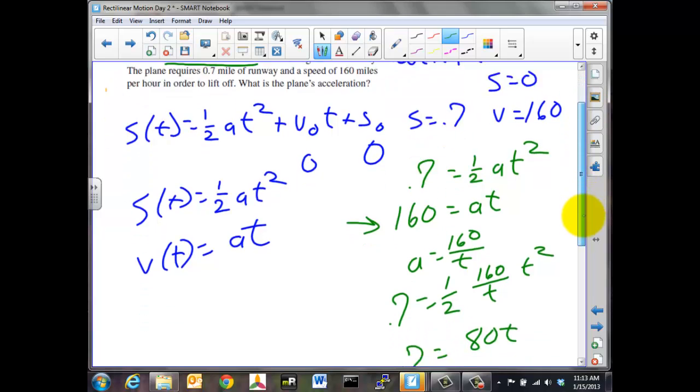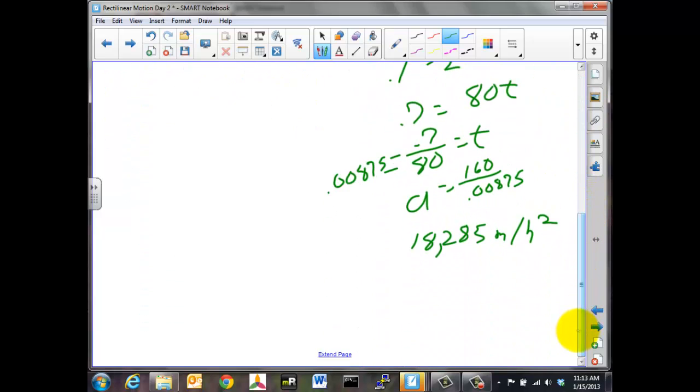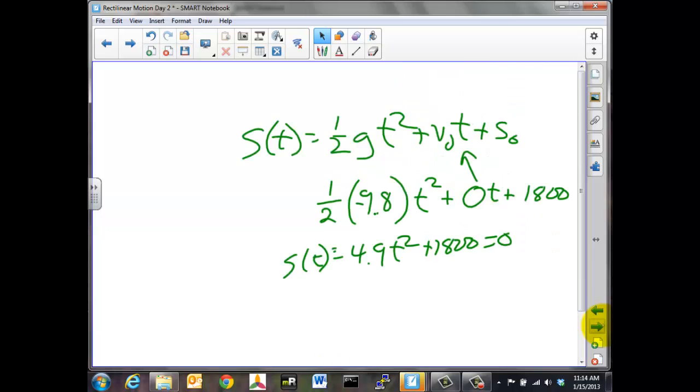If he could accelerate at 18,285 miles per hour, we would all die. Then he could lift off in 7/10 of a mile, and he would be going 160 miles an hour at that point in time. Our brains likely would turn to jelly. It would be ugly there, I do believe. Okay, so that is all of those notes there.